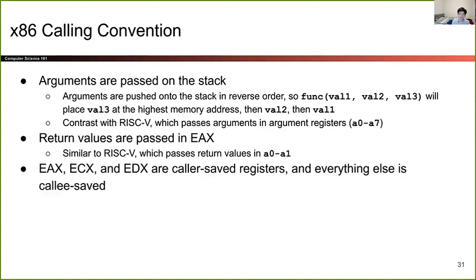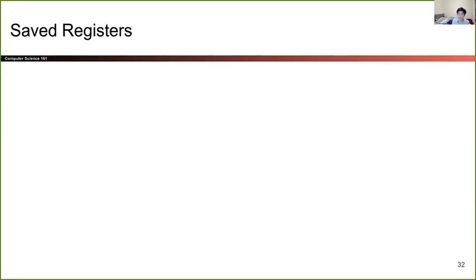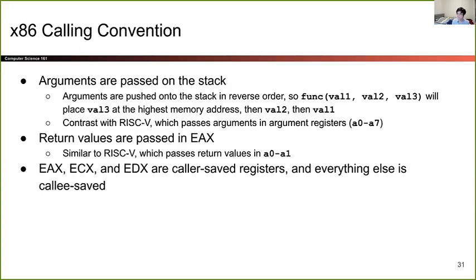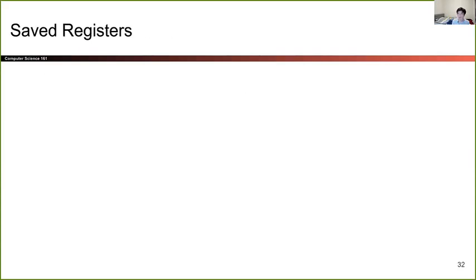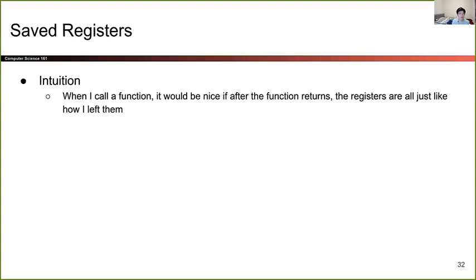Finally, in x86, EAX, ECX, and EDX are all caller saved. Those are basically temporaries that the callee is allowed to change at any time. And everything else is a callee saved register. Speaking of saved registers, the idea is when I call a function, I want the registers to come back to me the same way that I left them. So I don't have to worry about reinitializing all of them and saving everything on the stack just to restore them.